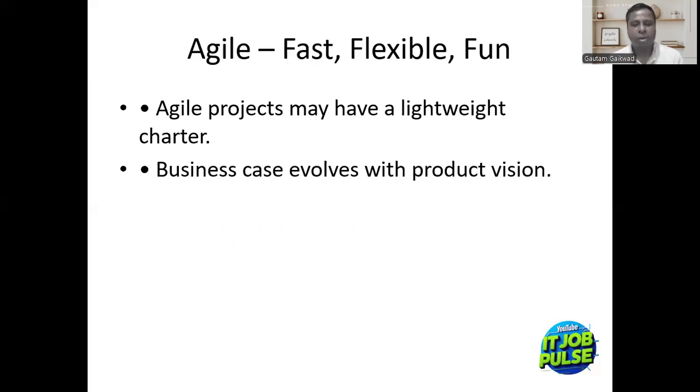Business case evolves with product vision. So it's about building a product, and we have a product vision. In agile, basically, this is the mindset, and we mostly use Scrum, Kanban, but the widely used one is Scrum in most of the projects. So the business case is an evolving document in agile.